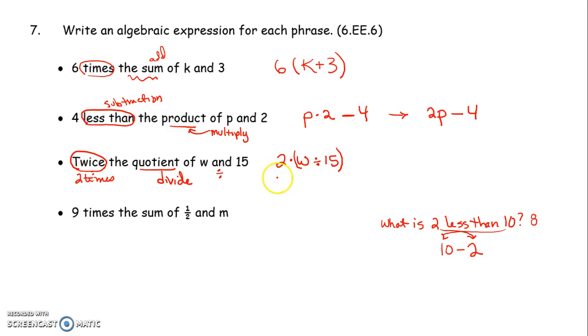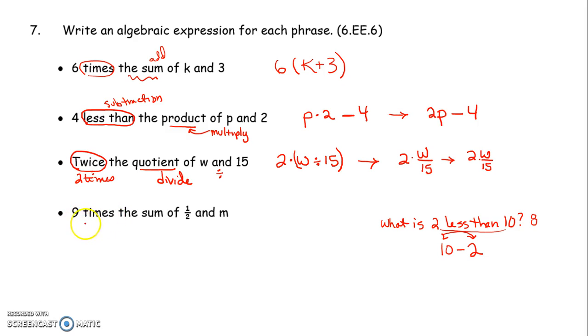I'd probably put that in parentheses if I was going to write it this way. Another way to write that, twice the quotient of w and 15, could be written w over 15. So we could simply write that 2 times w over 15. I don't know, lots of ways to go about writing this. I'm guessing your teacher's probably looking for this or this. Let's try the next one.